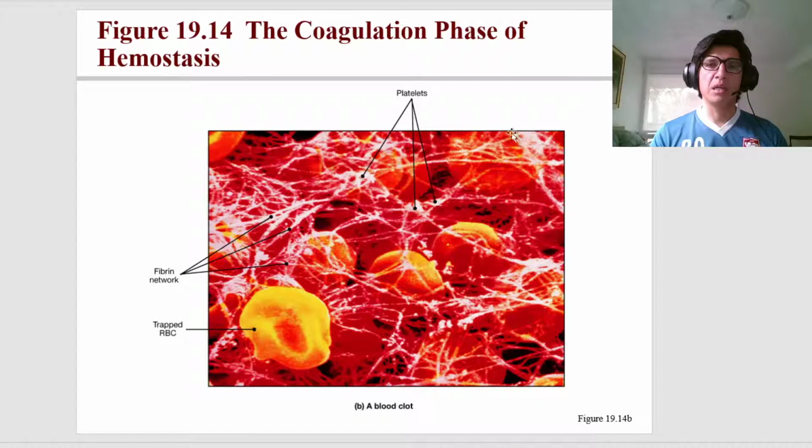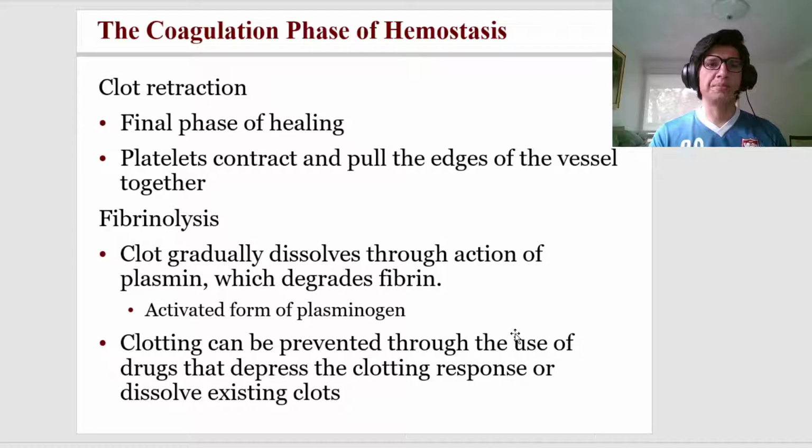So at the beginning, fibrinogen is soluble. It's just a protein flowing there until this reaction occurs, and then it starts creating these networks, these long fibers that are there to seal that off. Once we have created this clot, the final phase involves clot retraction, in which platelets contract using actin and myosin, and they seal off the puncture.